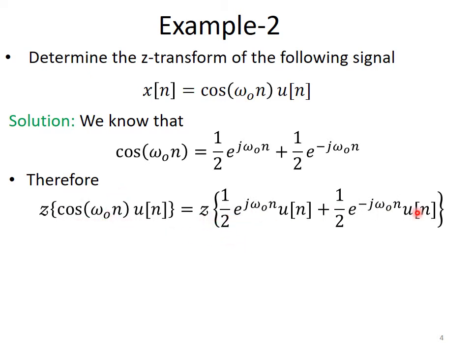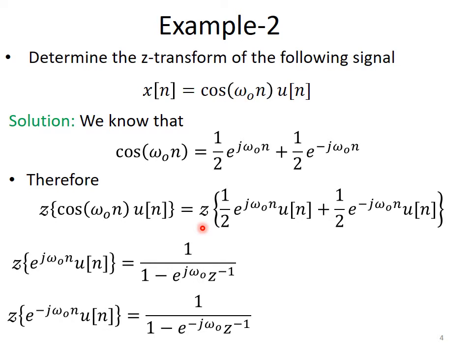So two different components are added together and they are both multiplied with some constant. First we will find the Z transform of this part, e power j omega naught n into u of n, then the Z transform of e power minus j omega naught n into u of n, and then we will sum these together and multiply the constants respectively.